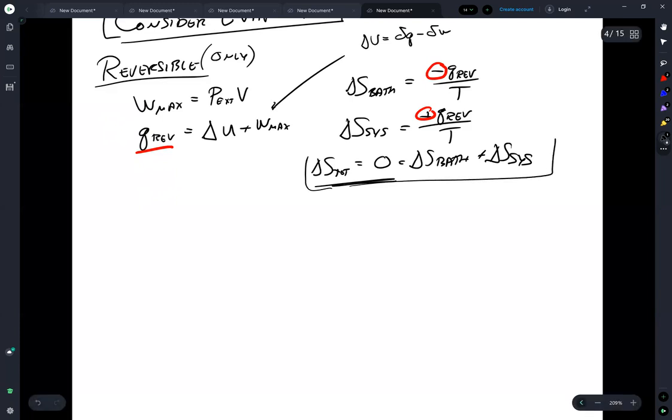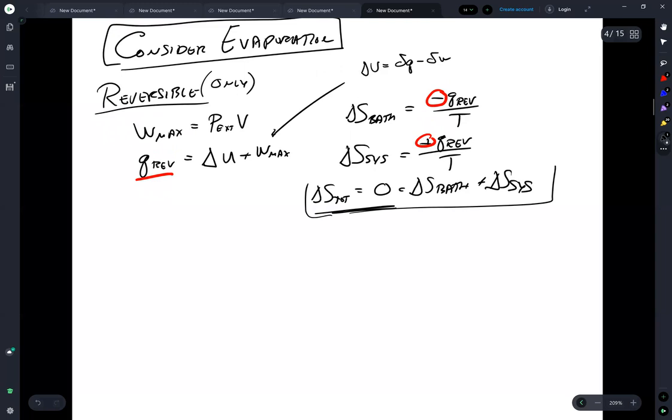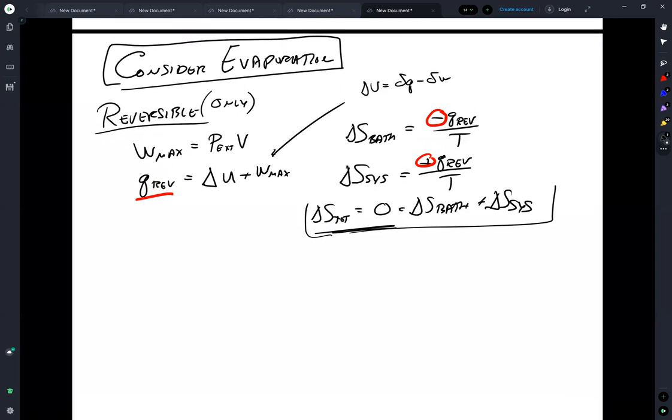So to say that a system is entirely reversible is to say that there's no change in the entropy as we cycle. This is just the condensation, so we're not even cycling it, but you'd see that if we cycled it, there would still be no change.